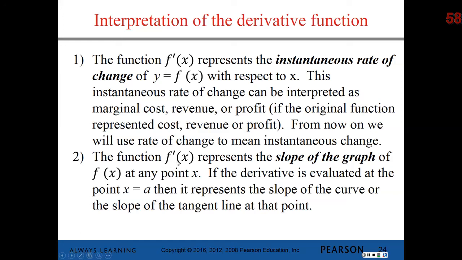The function f prime of x represents the slope of the graph of f of x at any point x on that graph. So if the derivative is evaluated at the point x equals a, then it represents the slope of the curve or the slope of the tangent line, because those are equal at that point where x is equal to a.